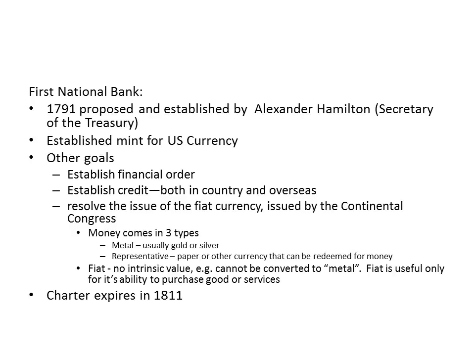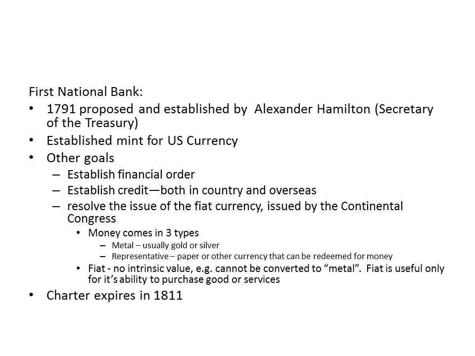The first national bank was proposed in 1791 and established by the Secretary of the Treasury at the time, Alexander Hamilton. One of the functions of the national bank was to mint U.S. currency, but it also had other goals, like establishing financial order, establishing credit both in country and overseas, and resolving the issue of fiat currency issued by the Continental Congress.